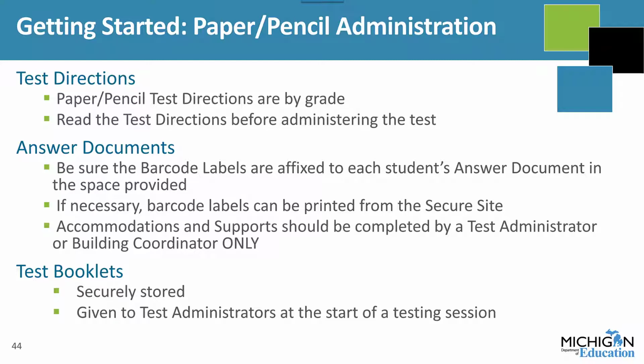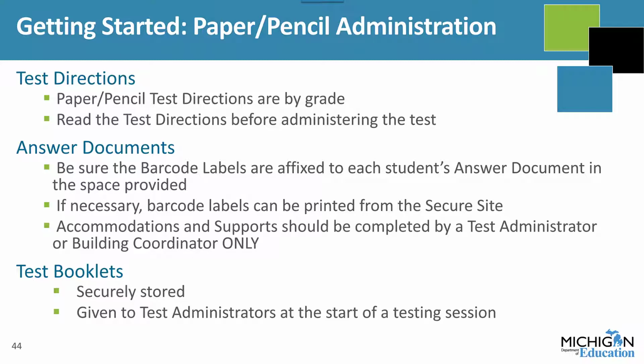Answer documents must have the barcode label affixed in the space provided before administering the test. If additional barcode labels are needed for any reason, for example, a student has enrolled after the pre-ID for barcode labels deadline on February 16, 2022, they can be printed from the secure site. Go to Assessment Registration, select Barcode Labels, and complete the search criteria.